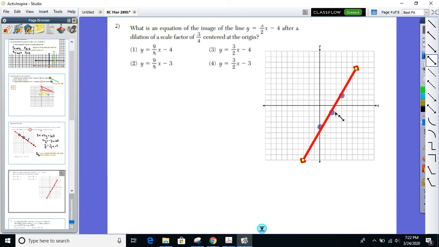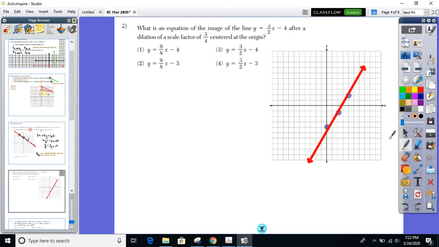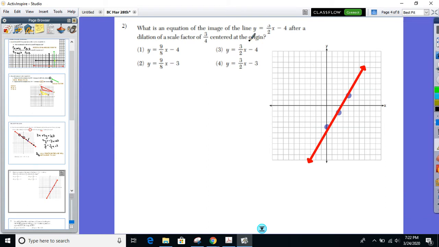1, 2, 3, something. I don't know. 1, 2. Okay, they're all good. Okay, we see that we're going to center it at the origin. Is the origin on this line? No, it's not. So that means it's not going to be the same line like we had in the previous problem.